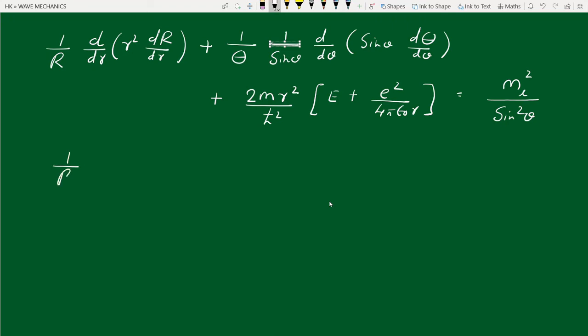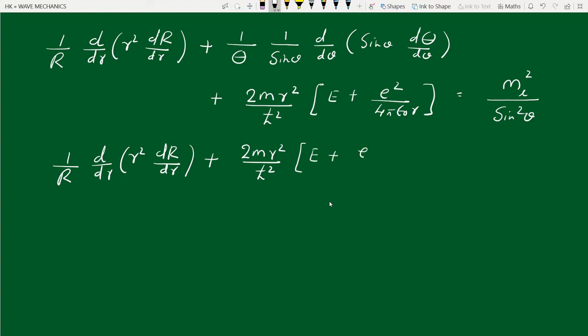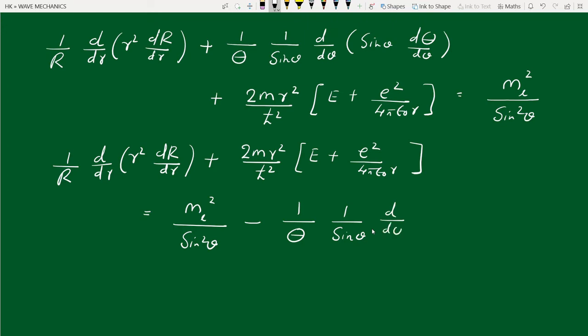So we have (1/R) d/dr (r² dR/dr) plus, now let me write the third term, 2m r²/ħ² (E minus V). This is the left hand side, and on the right hand side we already have ml²/sin² θ, and I will take the second term from the above equation to the right side. So there is a minus sign, minus (1/Θ sin θ) d/dθ (sin θ dΘ/dθ). Let us call this equation 5. That's the next number, right?